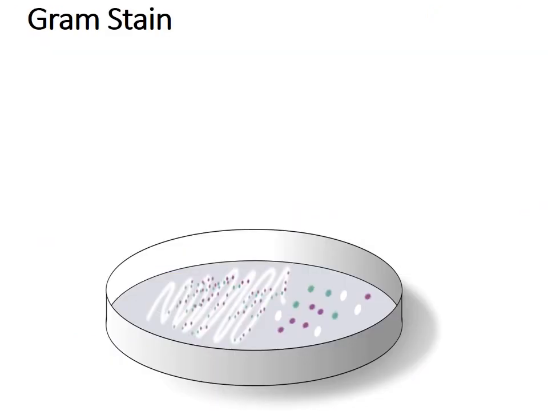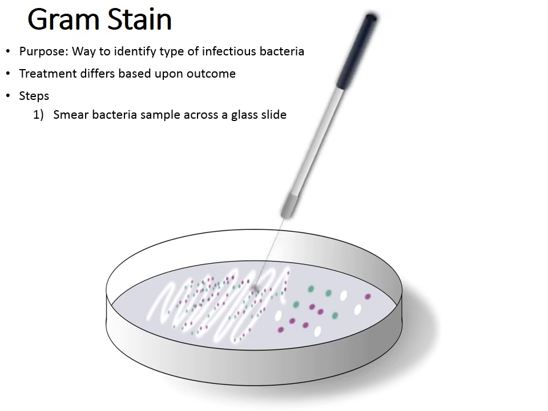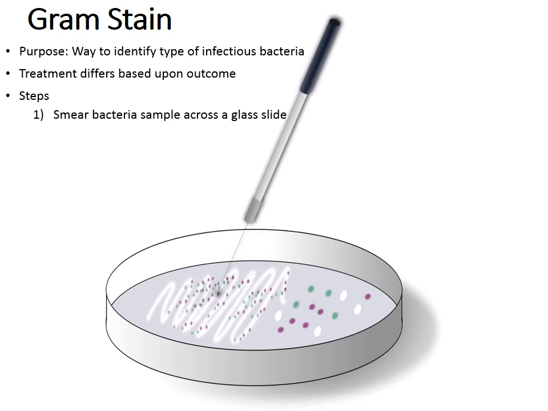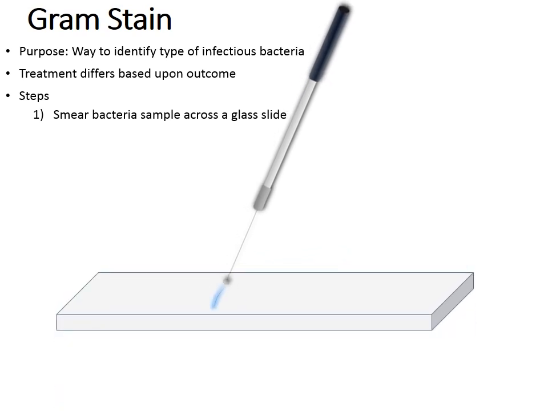So let's talk about this process known as a gram stain. Now, the purpose of a gram stain is to help identify whatever infectious bacteria is getting us sick. The reason we need to do this is because treatment will differ based upon the outcome of this gram stain. We're going to break this down into a variety of steps. Number one, we're going to obtain bacteria from a culture, and using an inoculation loop, we'll transfer bacteria onto the inoculation loop, and then we're going to smear the bacteria across a glass microscope slide.